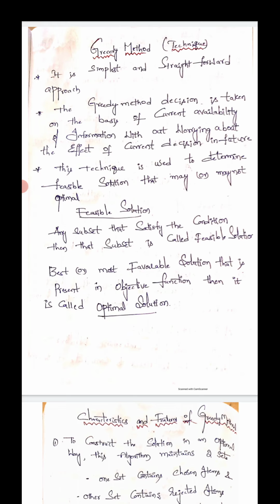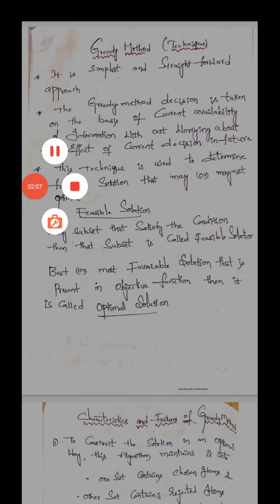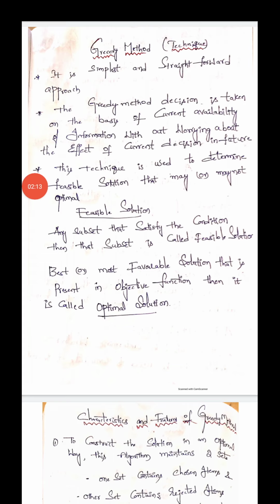This technique is used to determine a feasible solution that may or may not be optimal. In this technique we need to study the feasible solution. It should be feasible, but it may or may not be optimal. The greedy method is used to calculate a feasible solution that may or may not be an optimal solution.